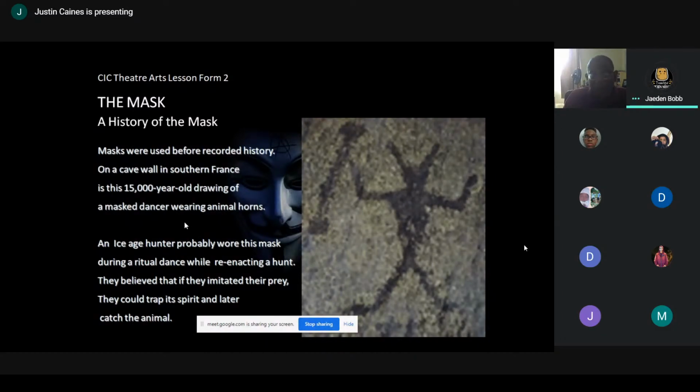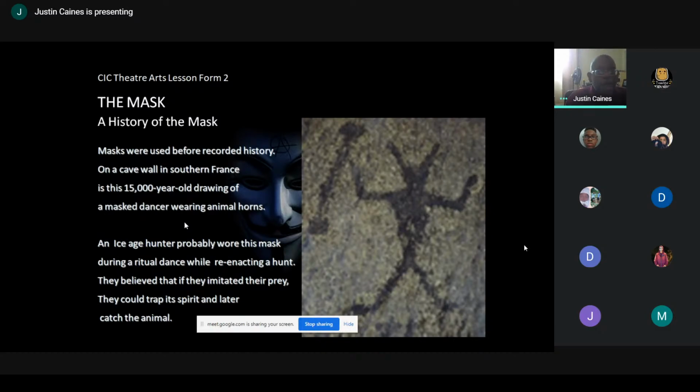Right, so this is the kind of thing that they would do. They would commemorate their actions and their stories and their battles and their hunts on the cave walls. And, well, that's not bad if it's a 15,000-year-old drawing. This is apparently some sort of masked dancer wearing animal horns, and you can see the horns very clearly there.